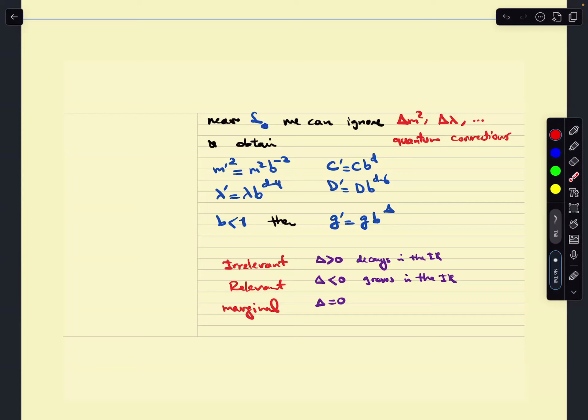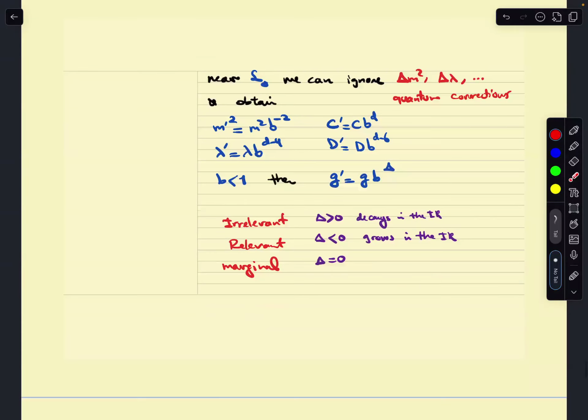And marginal are these deformations that, if they are exactly marginal, quantum mechanically marginal, they're actually a fixed line of the renormalization group flow. All right.